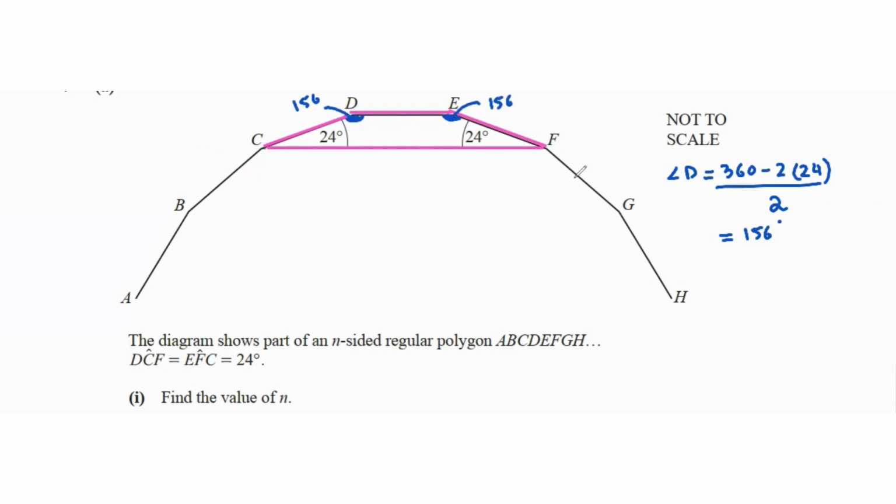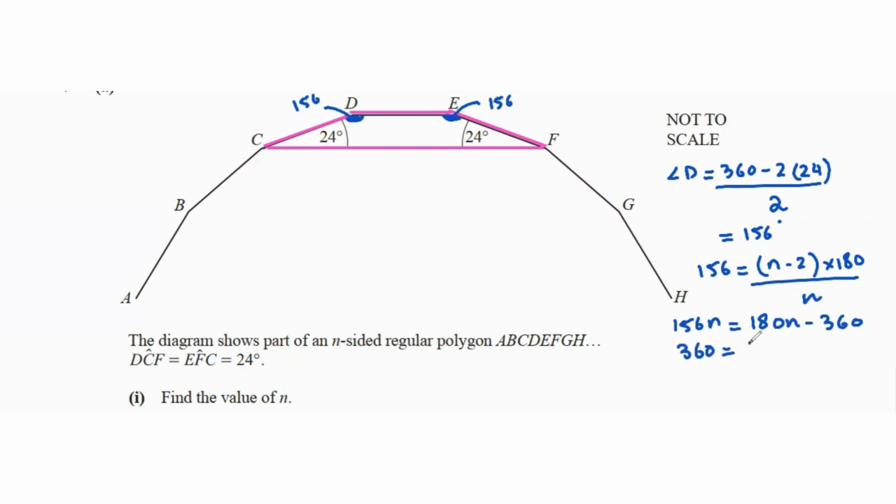To find the number of sides, I will do 156 equal to n minus 2 times 180 over n. This is the formula for finding one interior angle of a regular polygon. So 156 times n equals 180n minus 360.